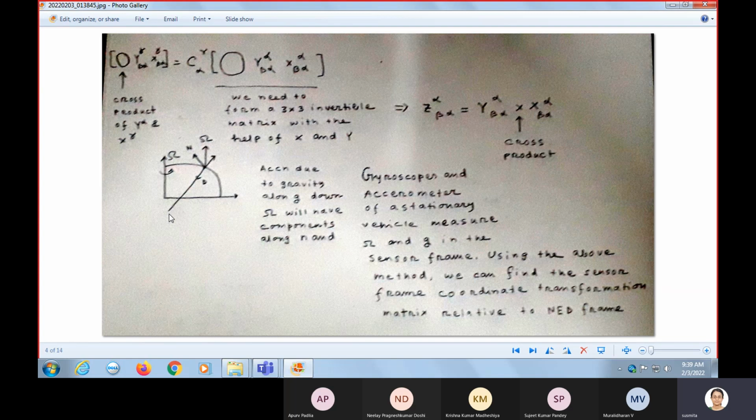Okay, so this method has a practical use. It is done for attitude initialization of INS when the vehicle is stationary. By using the gyroscope and accelerometer measurements, we can find the body axis orientation with respect to the local navigation frame. Okay, fine.